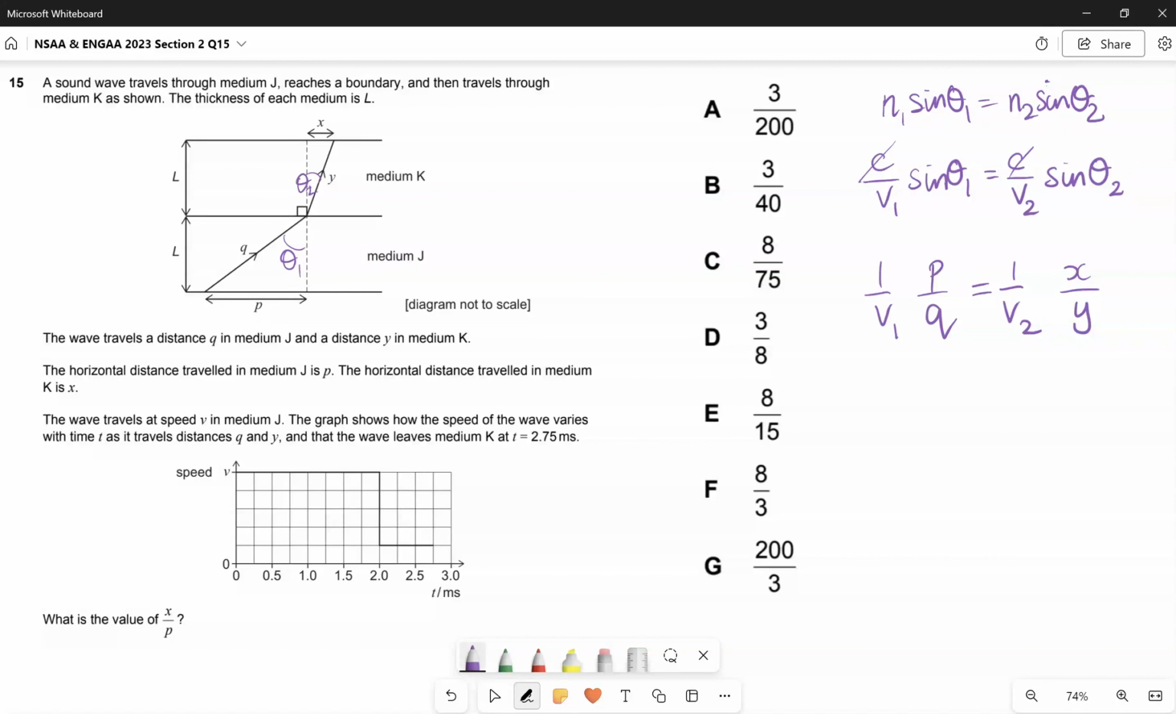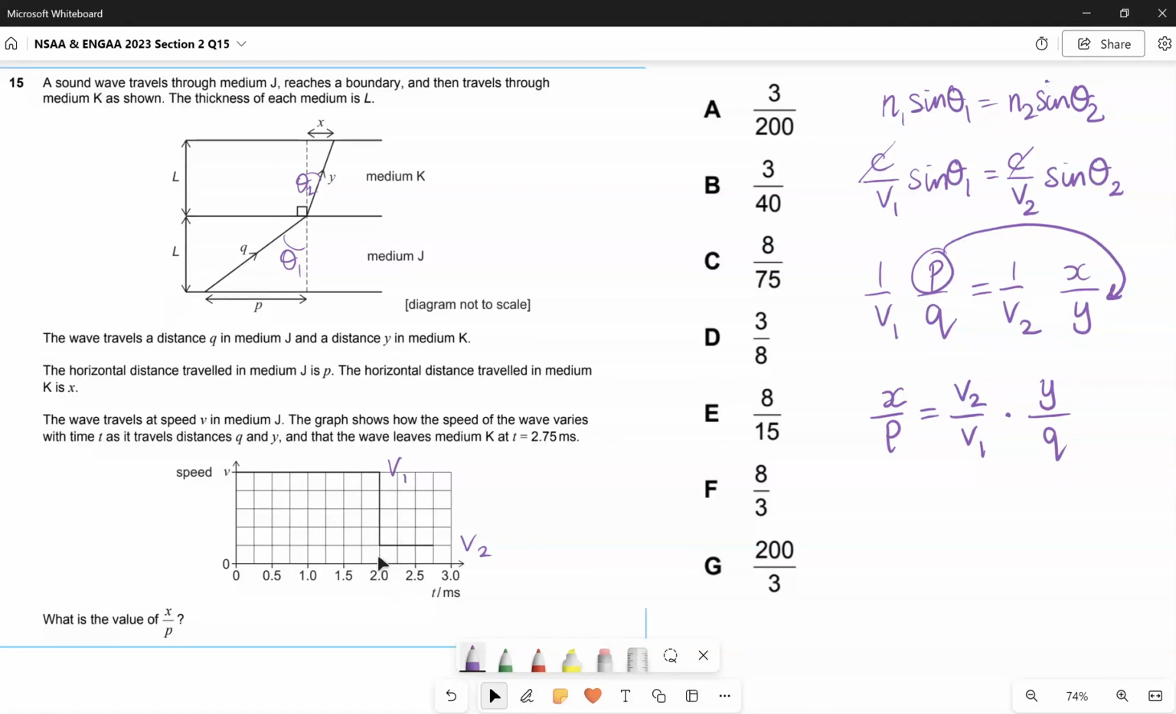So if we wanted to get x over p here, if I move this p down to here, I get x over p equals v2 over v1 times y over q. We can see here that v2, the final velocity, and v1, the initial velocity, the ratio of v2 over v1 is a fifth, because there's one block compared to 5 blocks. So this is 1 over 5.